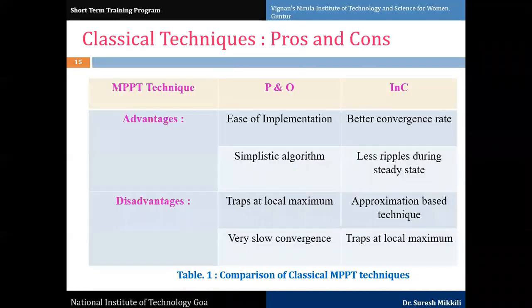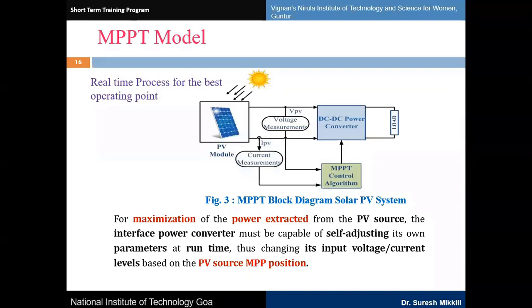Okay, so there are certain advantages and certain disadvantages for each and every topology. P&O is easy to implement. It is a very simple algorithm. But it traps at the local maximum, and the convergence rate is very slow. Whereas incremental conductance has a better convergence rate and fewer ripples. And if you want to go for more simulations, it is a little bit faster and good.